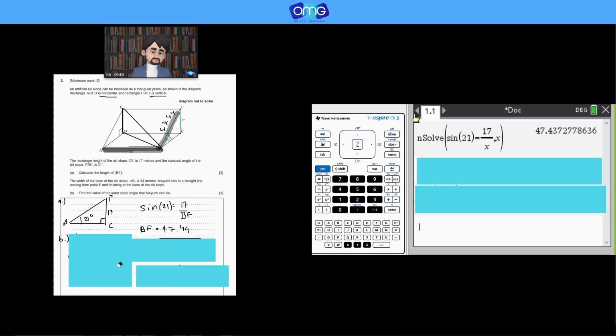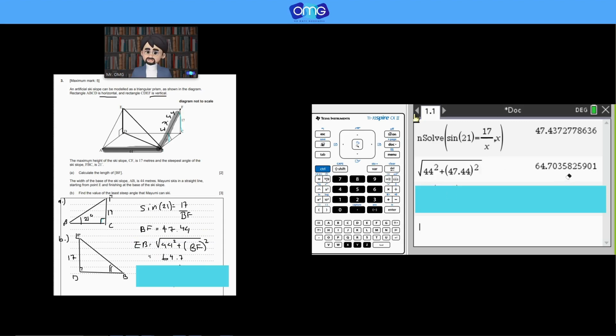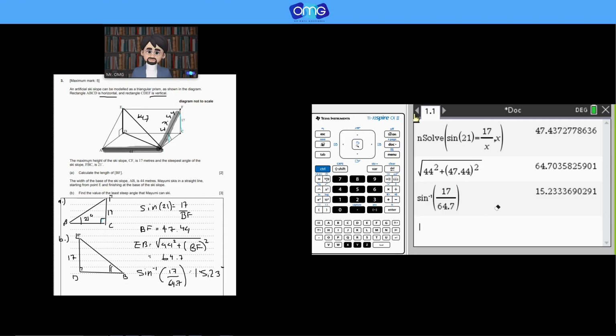So let's make the triangle. So it is EDB. We know ED is 17, but we don't know EB. To find EB, we can use Pythagoras, which is 44 squared plus BF squared, which is 64.7. So 64.7 is this one. And the angle is sin inverse of that, which is 15.23, and that's the answer.